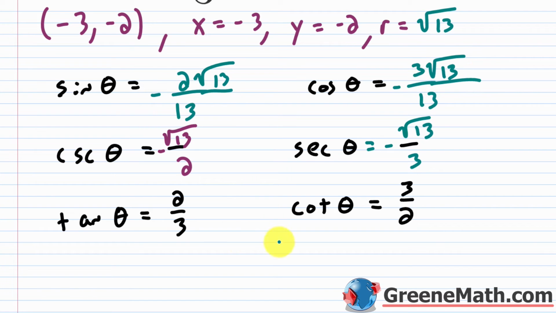So this would be all of the 6 trigonometric function values. Your sine of theta would be negative 2 times square root of 13 over 13. Your cosecant of theta would be negative square root of 13 over 2. Your tangent of theta, which was given, is 2/3. Your cosine of theta would be the negative of 3 times square root of 13 over 13. Your secant of theta would be negative square root of 13 over 3. And your cotangent of theta is going to be 3/2.